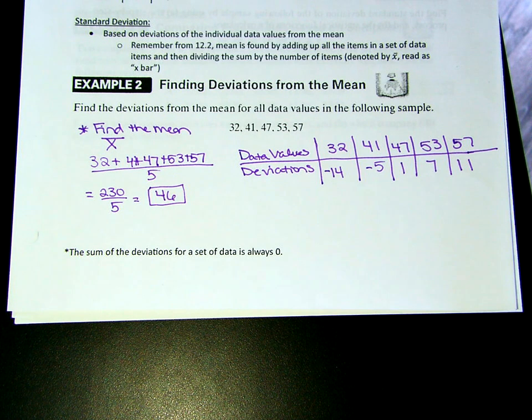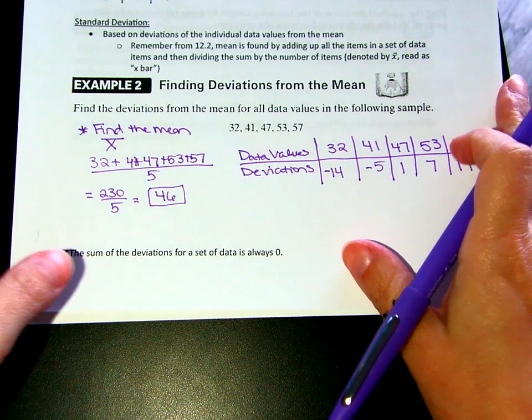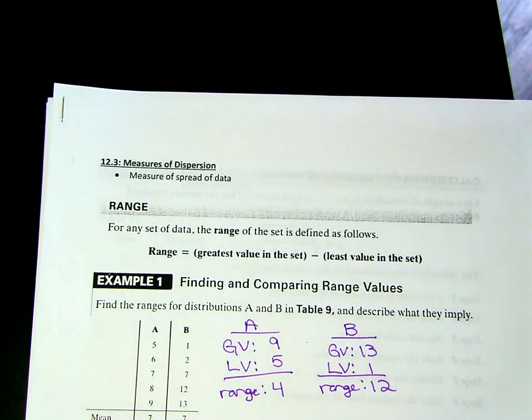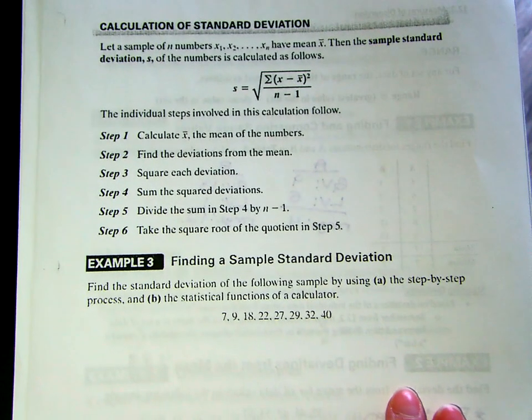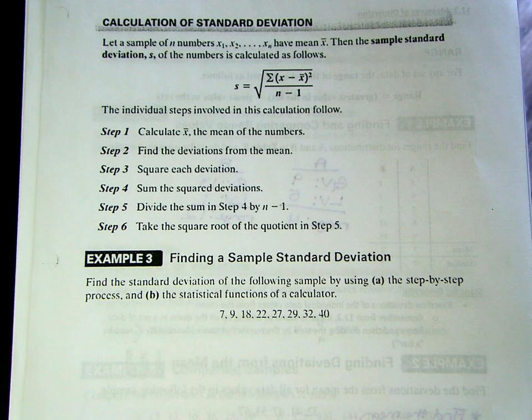All right, then let's look at the big baddie. Let's look at standard deviation. It's scary looking. I'm going to walk you step by step through it. It's not as bad as it looks, but it is intimidating to look at because it looks super mathy. But we're going to take it just as it does here with 6 steps. It says, let the sample of n numbers, x1, x2, all the way to xn, have the mean of x bar. Then the sample standard deviation, which we use lowercase s, of the numbers is calculated by the following.